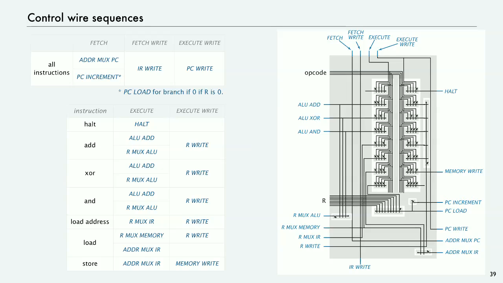Also, we always increment the PC, except in the case that branch on 0 if the register's 0. And there's a gate in there that takes all the inputs from the register and takes whether it's the branch instruction and lights that up. And then for fetch write, we just want to write the instruction register. So fetch write goes right through the whole circuit and does an IR write signal down at the bottom. And execute write always writes the PC. So over on the right, we light up the PC.